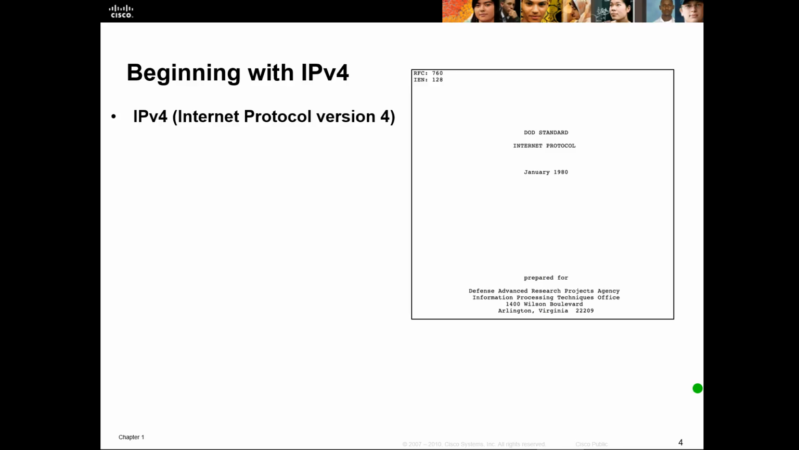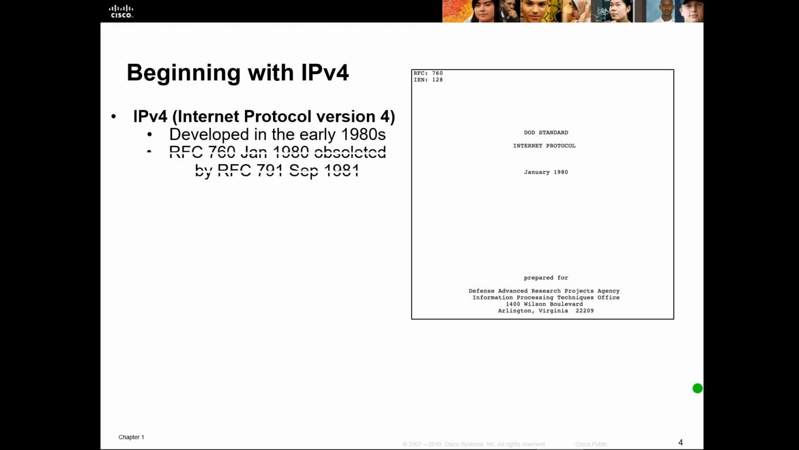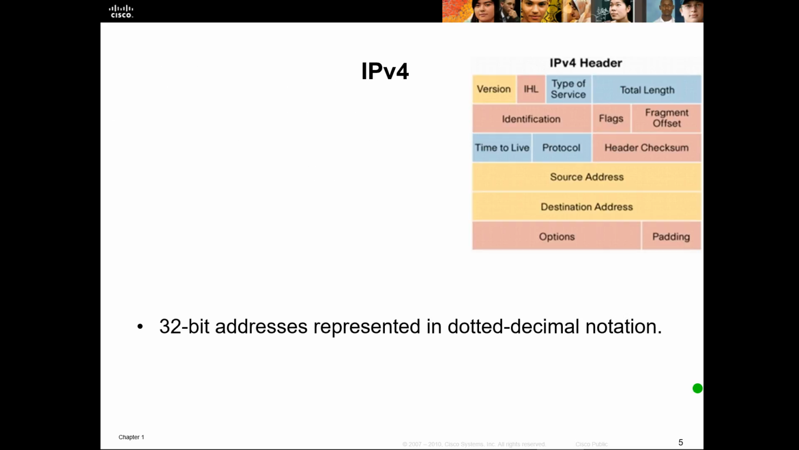IPv4 is the Internet Protocol version 4. It was ratified in 1980 under RFC 760. It became obsolete by RFC 791 in 1981. The overall structure of IPv4 is the header, how it's going to package information. And here's an example of an IPv4 header.